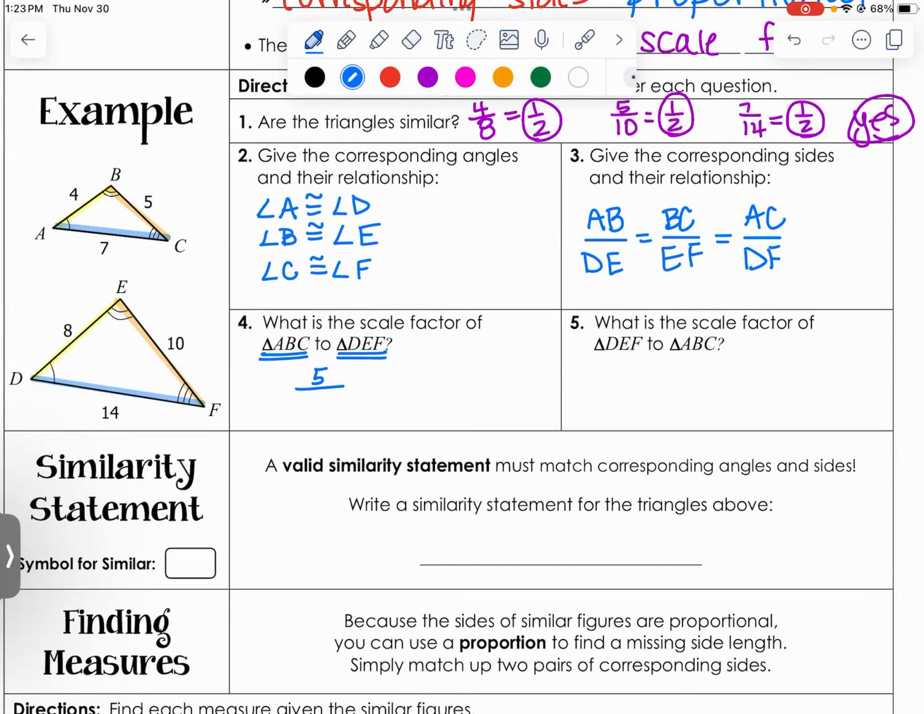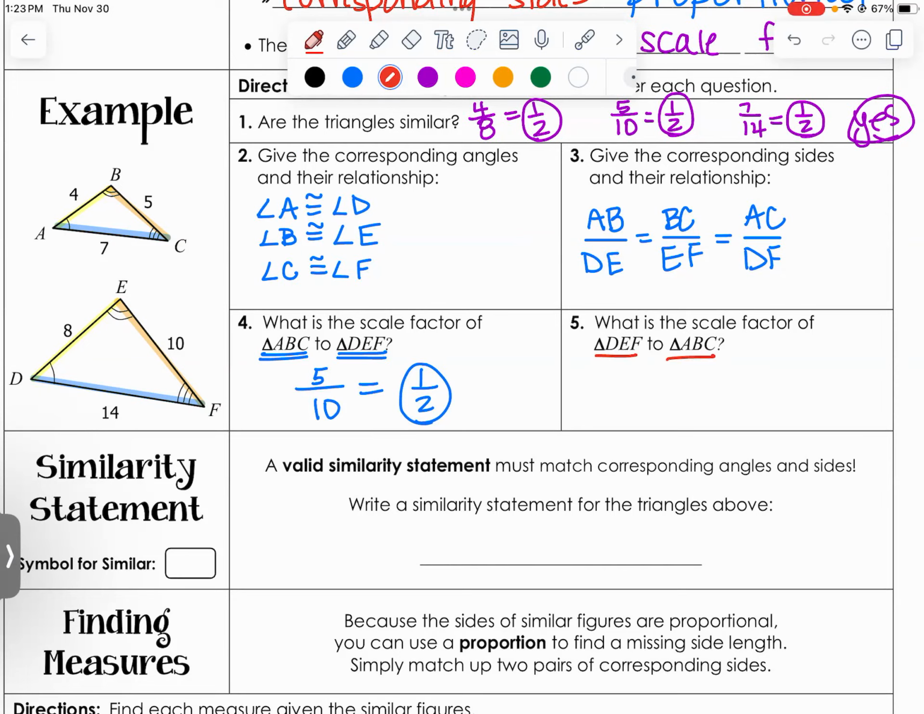Okay, so I'm going to write 5 over 10, and that gives me a scale factor of 1/2. Triangle ABC is 1/2 the size of DEF. Because it's smaller, right? So it's similar. Yeah, it's similar.